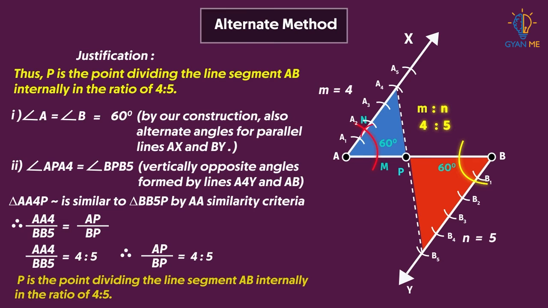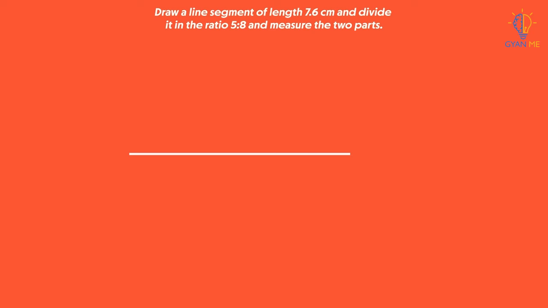Now students, let us take one more example for the same. Draw a line segment of length 7.6 cm and divide it in ratio 5:8 and measure the two parts. Here we are given a line segment whose length is 7.6 cm and we have to divide it in a ratio 5:8. So let us see the steps of construction.